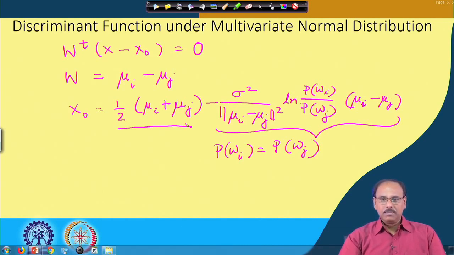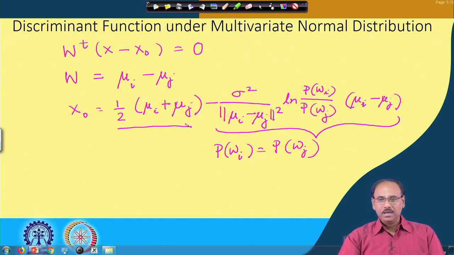And obviously, the kind of decision that you take in this case, that given an unknown vector, whether the vector should belong to class omega i or the vector should belong to class omega j, that decision will be taken by simply taking the distance of that unknown vector from the mean vectors mu i and mu j.